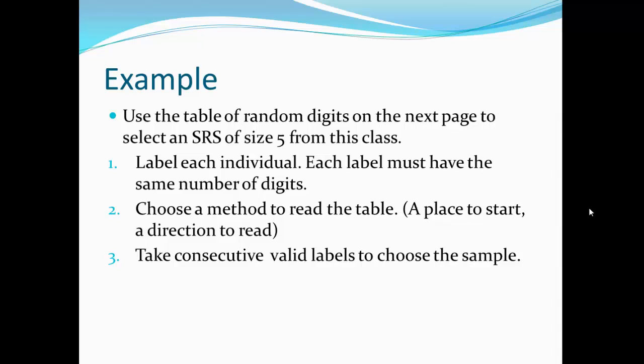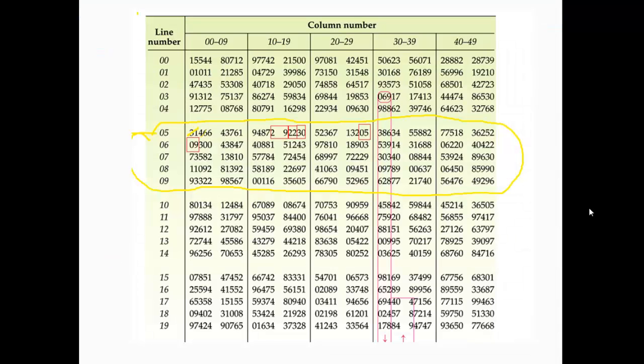Then we're going to choose a method for reading the table. Well, that means you choose a place to start and a direction to read, and you'll see how we'll do that in just a moment. Then we simply take the consecutive labels that actually refer to someone in the group, discarding all the others, and that will allow us to choose a sample.